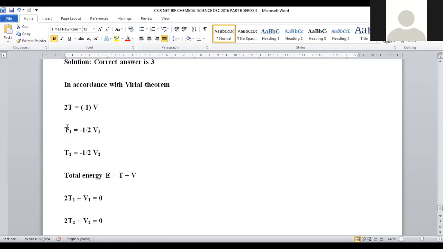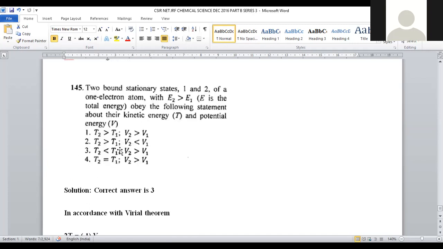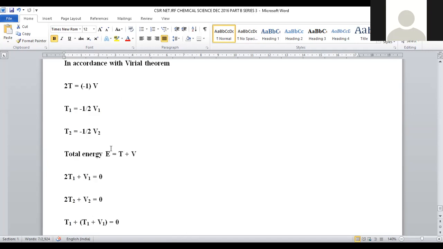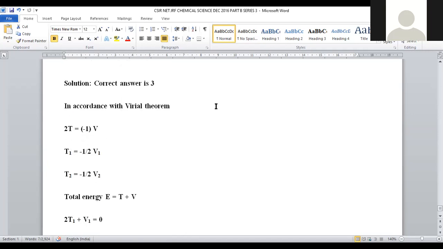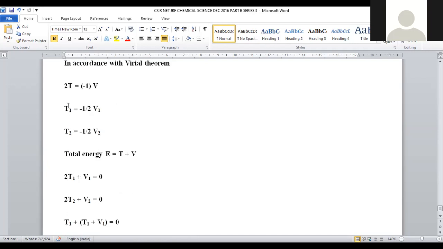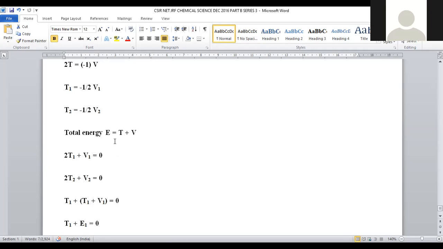So now we write this for both states. T1 is equal to minus 1 by 2 V1. T2 is equal to minus 1 by 2 V2, because two different states are given, right? That's why T1 and T2. T denotes kinetic energy. Kinetic energy 1 is equal to minus 1 by 2 potential energy 1. Kinetic energy 2 is equal to minus 1 by 2 potential energy 2. Total energy is always the sum of kinetic energy plus potential energy.